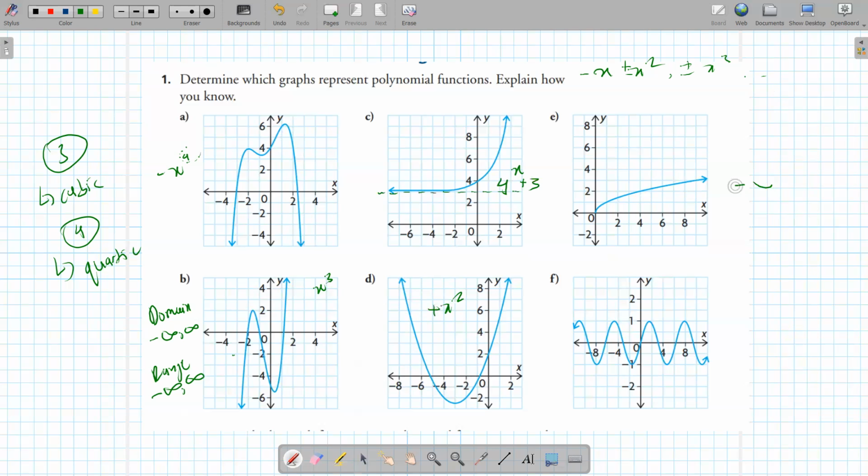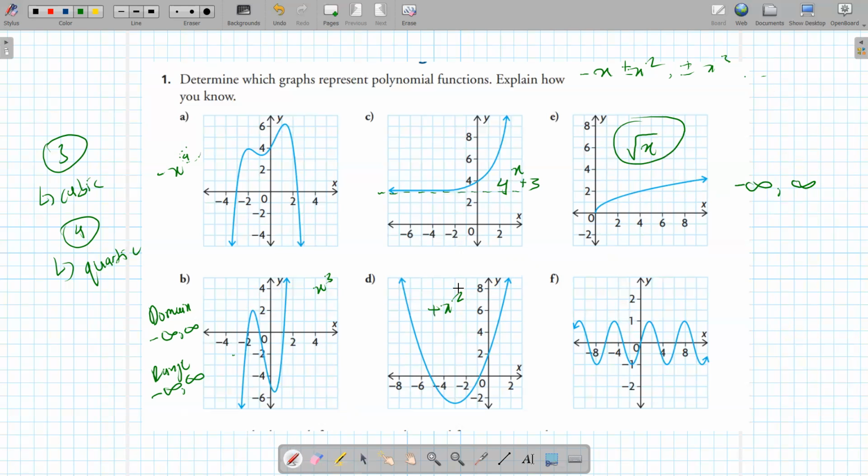Because it doesn't fit our domain, right? What does this mean? Look at this. If you look at the graph, the x value kind of stops at 0. It's not going beyond 0, so the domain is not all real numbers. So this is not a polynomial function. This is actually the square root of x. Okay, it's a square root function.